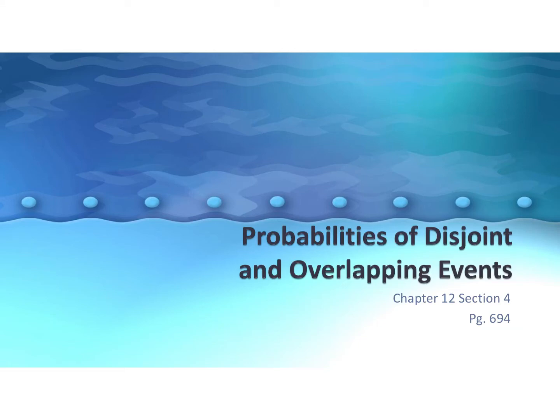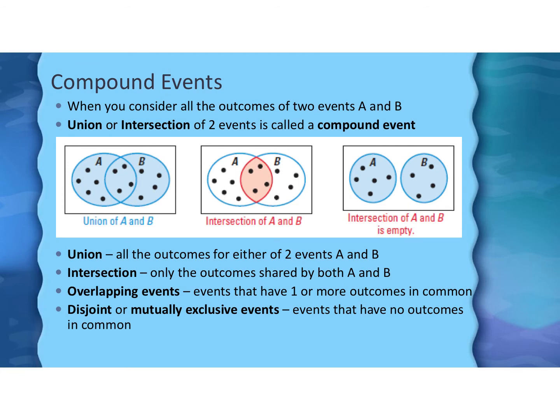So today we're going to cover section 4 of chapter 12, and it's going to be covering the probability of disjoint and overlapping events. So these are all examples of compound events. When you consider all the outcomes of two events, A and B, we can either see them as a union of the two sets or the two events, or the intersection. And this would be called a compound event.